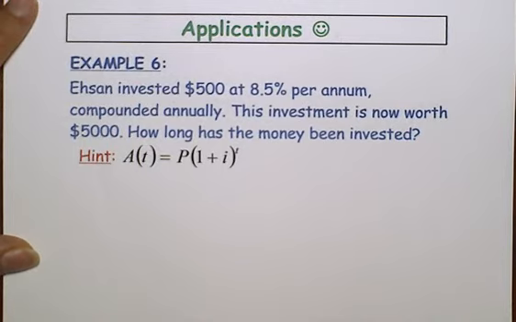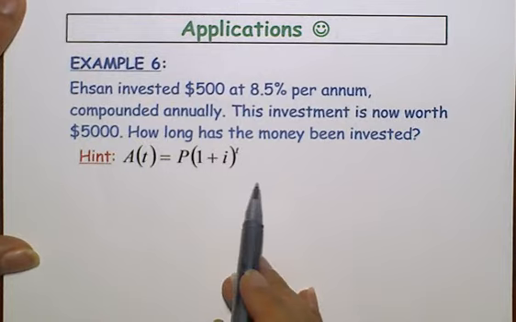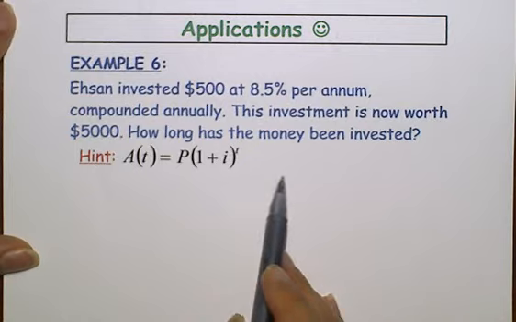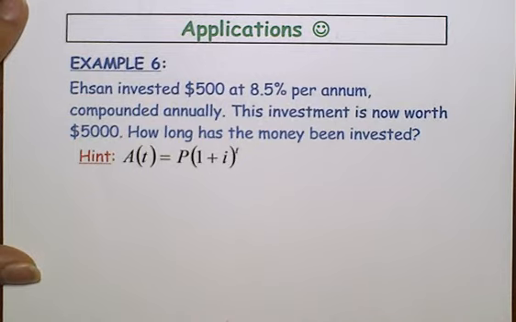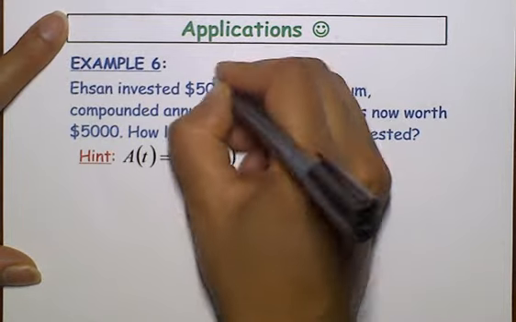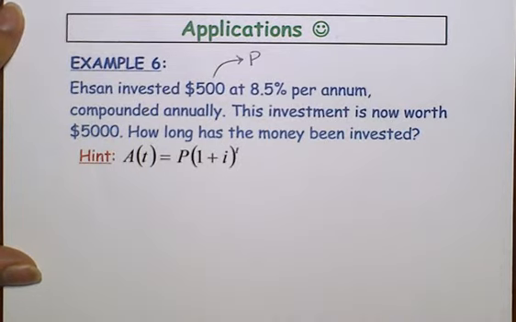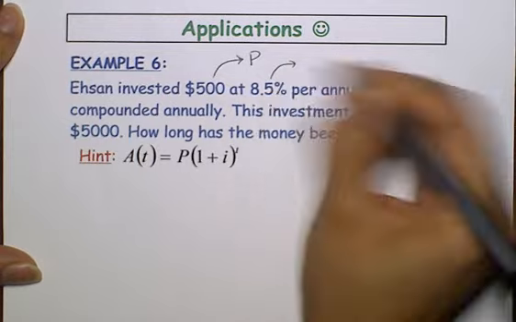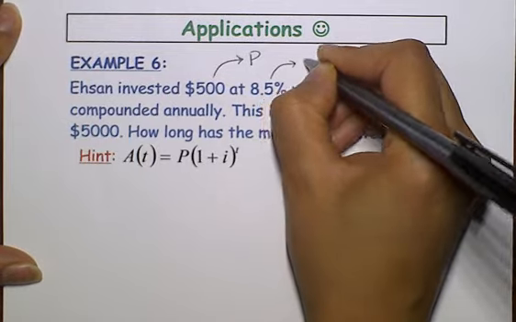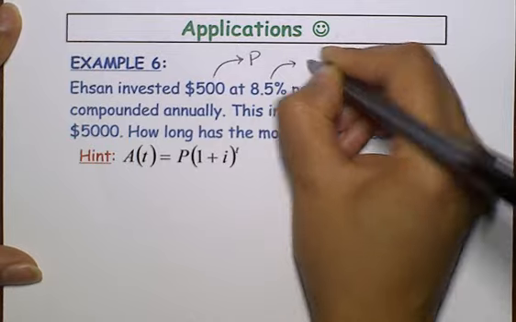So, Asan invested $500 at 8.5% per annum, compounded annually. This investment is now worth $5,000. And how long has the money been invested? So there's a little hint here reminding you of the formula we used last year to help us solve any financial problems. And so what you're told is the principal amount that was invested, so that's P. You're also told the interest rate.